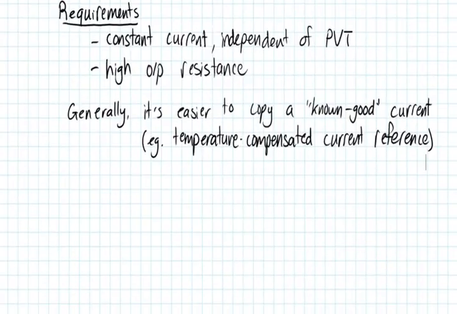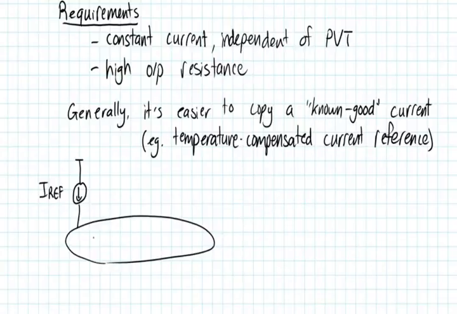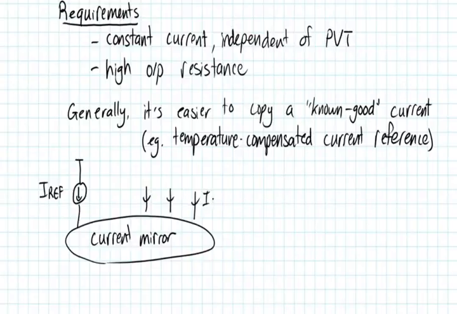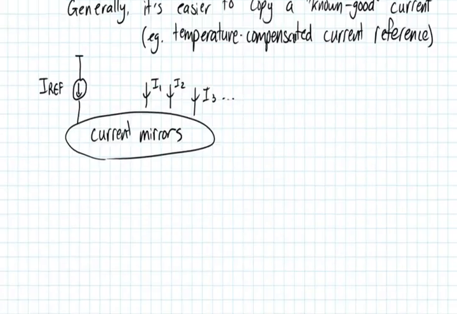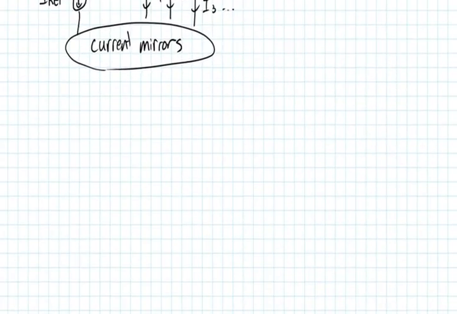Okay, so in other words, what we're going to focus on in this class is, let's just say that someone has done a good job and designed a nice IREF, some nice DC current. What we're going to do is build a device called a current mirror that can take this current and copy it over to other circuits, other blocks in our system. And we can do this a bunch of times if we need to. Okay, so this is what we are going to call our current mirrors. Now, we can also get very complicated with our current mirrors.